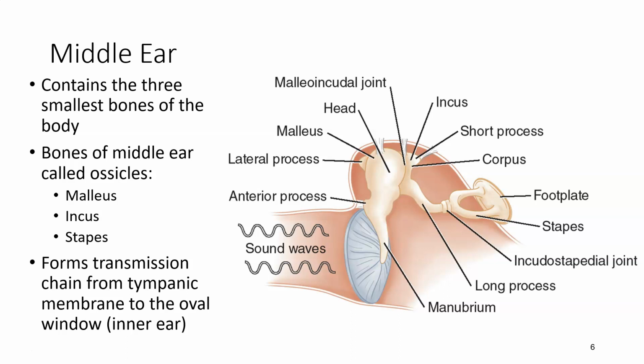The middle ear is a transmission chain consisting of the 3 smallest bones in the body. These bones are called ossicles, and they are in order from external to more internal: the malleus, the incus, and the stapes. And basically what happens is, as the tympanic membrane vibrates, that vibration moves these 3 bones, which then vibrate another membrane over the oval window and transmit that sound energy to the inner ear.